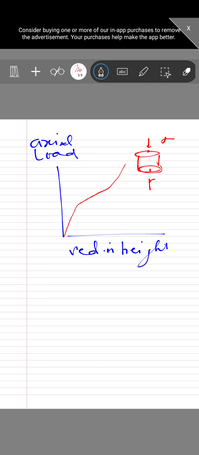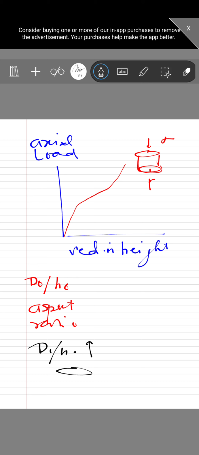But interestingly, if you take the D0 versus H0 ratio, so if you vary this ratio, that means you vary the diameter versus height. It's also called the aspect ratio. That means you are having a sample with a high value of D0 by H0, and if it is high, it would look much flatter, whereas if it is low, it will look like this, much thinner.